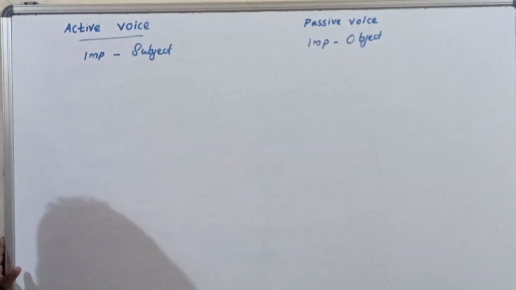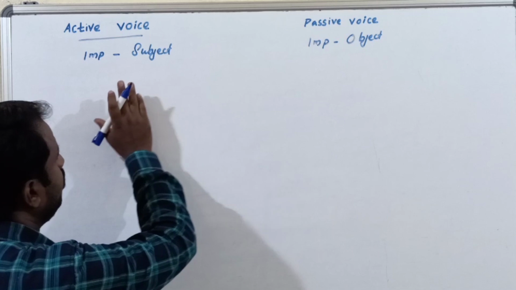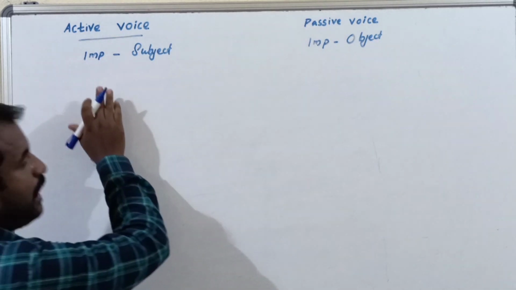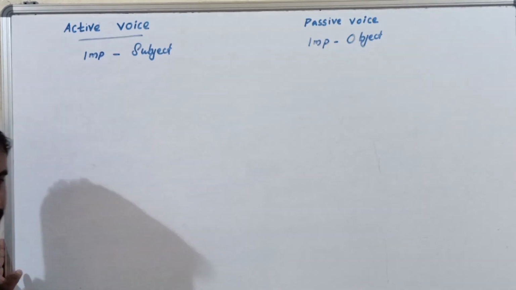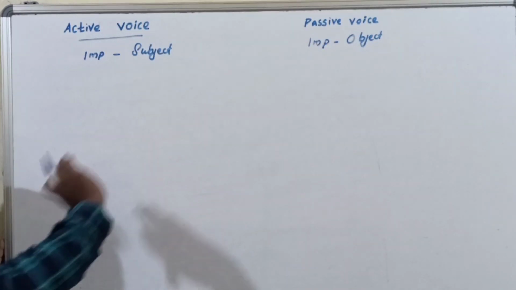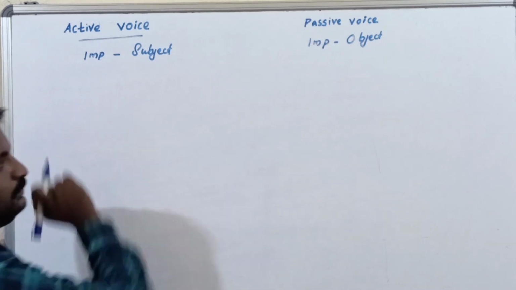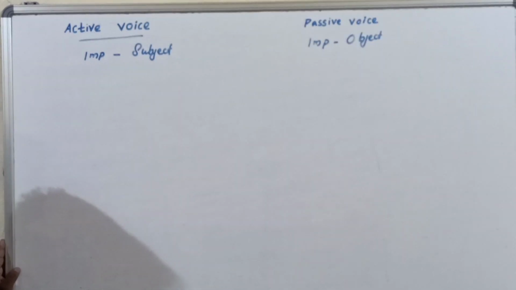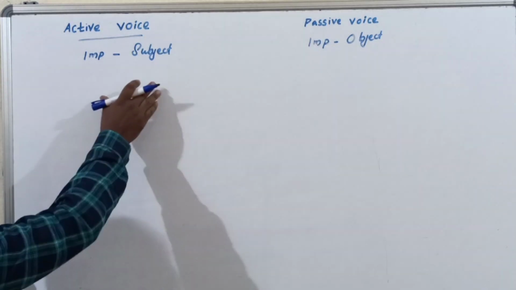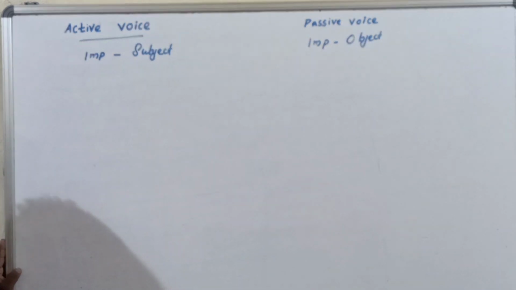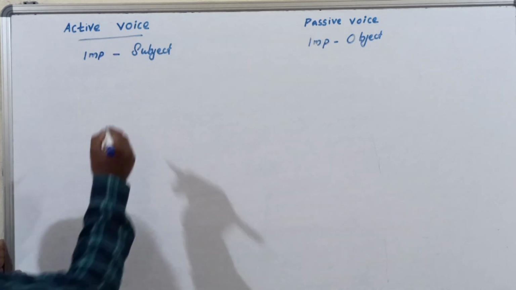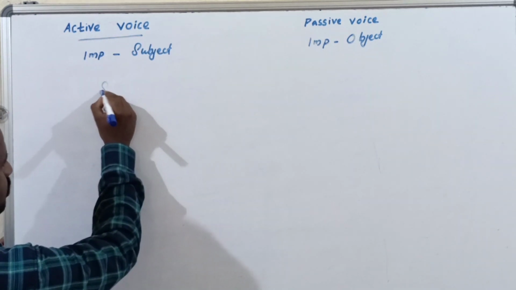Okay, subject and object. So to convert a sentence from active to passive, you require the object. And opposite, from passive to active, we need to write the subject. That means in active, the subject is compulsory. In passive, the object is compulsory. Clear? Then first of all, let us go for simple present tense.